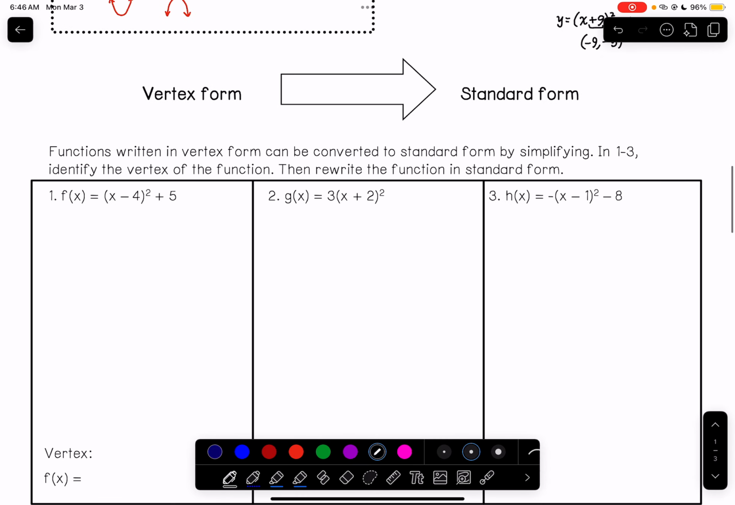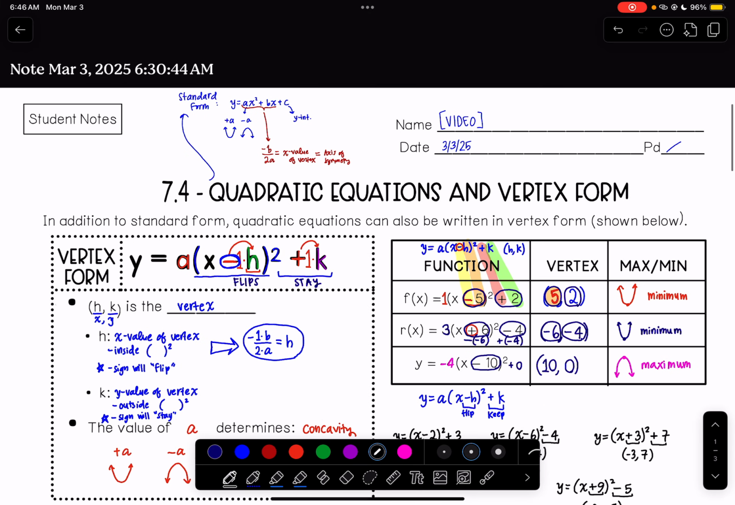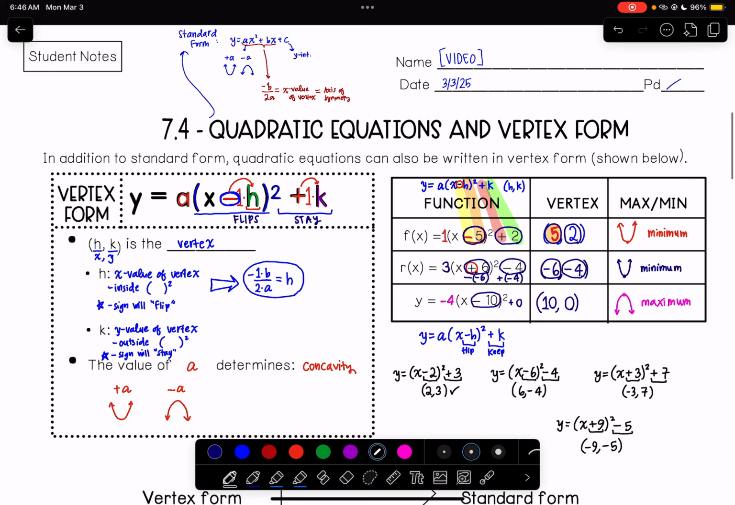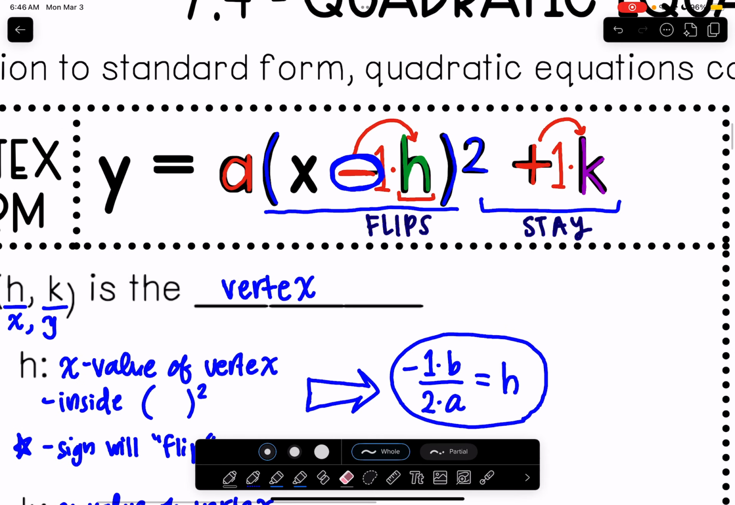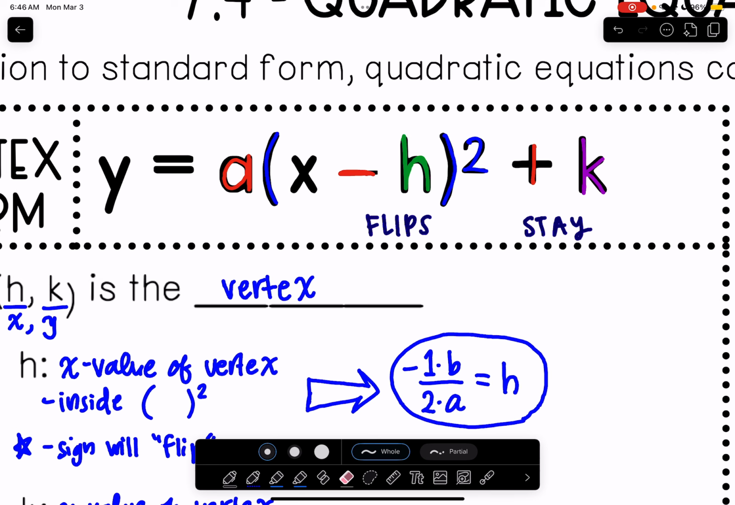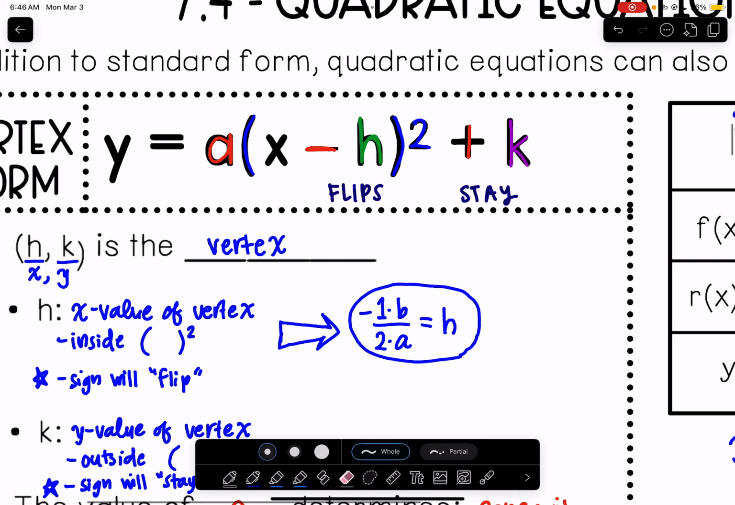All right, welcome to part 2 of the 7.4 quadratic equations and vertex form notes. So we've gone over our intro to vertex form, which is this right here. You know what, let me just clean this up a little bit, make this a little bit prettier. There we go. Okay, so intro to vertex form is done.